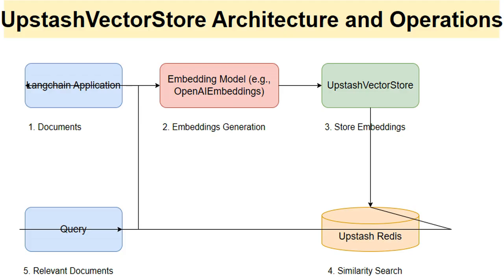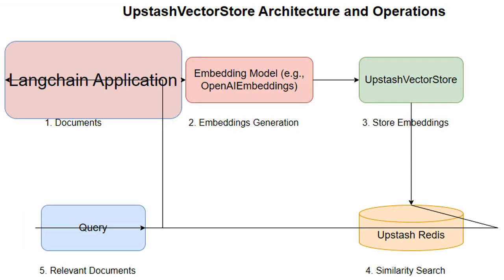Now, let's delve into the architecture and operations of the UpstashVectorStore. Think of it as a specialized tool optimized for storing and retrieving vector embeddings within the Upstash Redis environment. It manages the interaction between LangChain and Upstash Redis, handling data storage and retrieval in a way that's tailored to Upstash's serverless architecture. This involves using specific data structures and indexing techniques optimized for Redis.